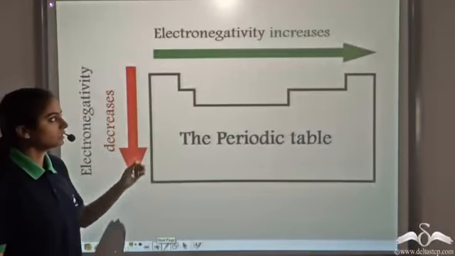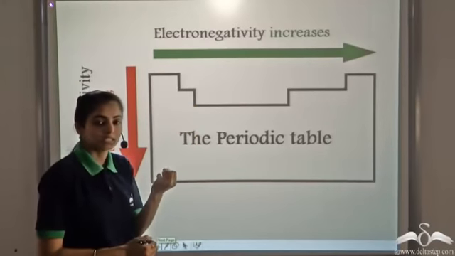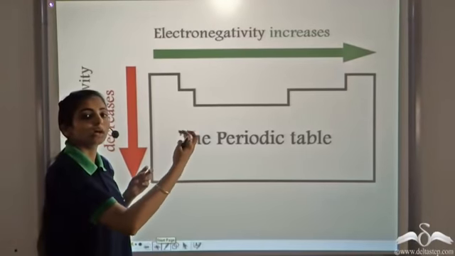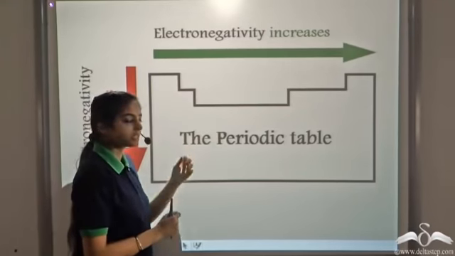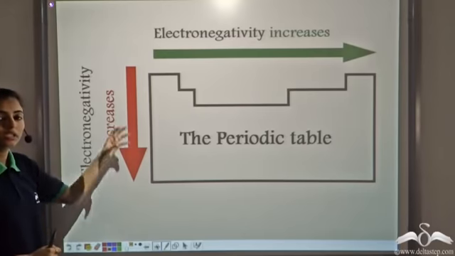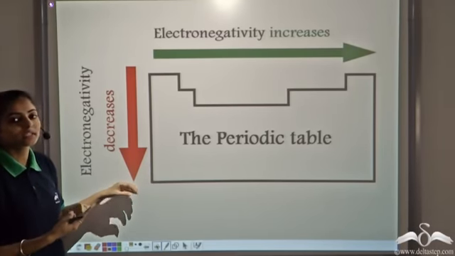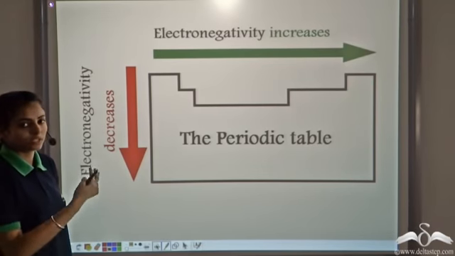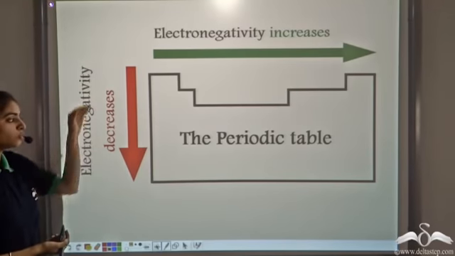So in a periodic table, as we move from left to right in a period, the atomic size decreases. This decrease in atomic size leads to a greater tendency to attract the shared pair of electrons. Hence, the electronegativity increases. When we move from top to bottom in a group, the atomic size increases due to the increased number of shells. This leads to lesser attraction of the electrons, and this lesser tendency to attract the electrons leads to the decrease in the electronegativity when we move from top to bottom in a group.